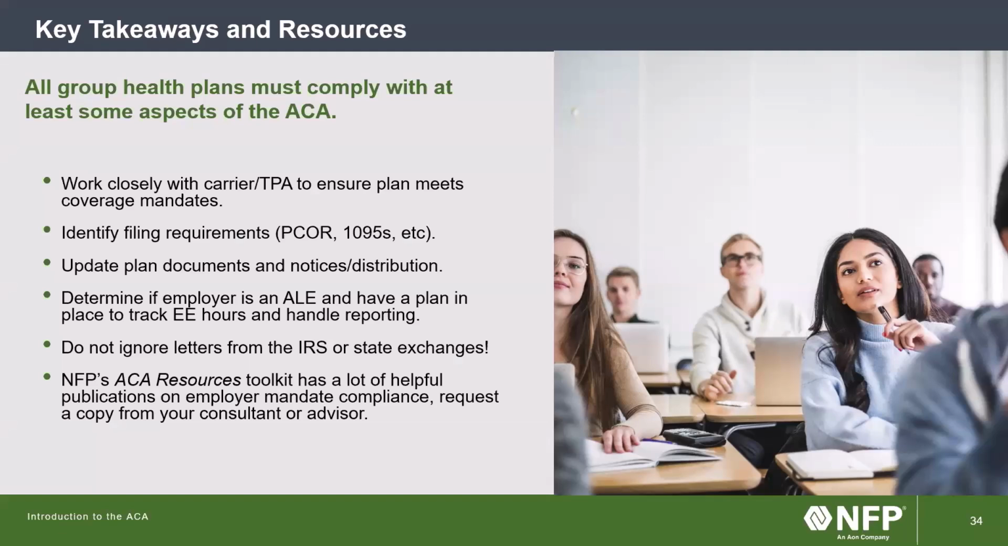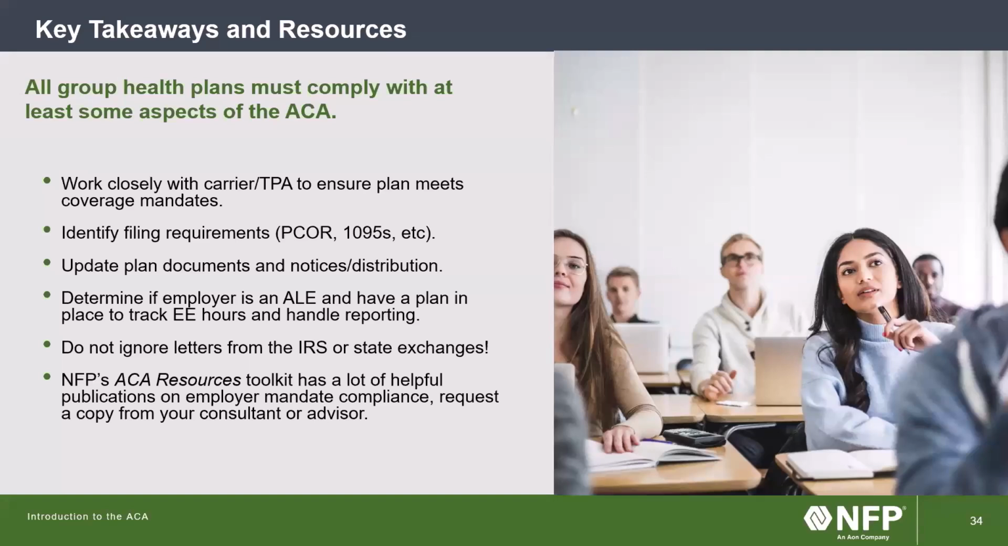Of course, all group health plans must comply with at least some aspects of the ACA. And so it's important to work closely with either your carrier if you're fully insured, or your TPA if you're self-insured, to ensure that the plan meets coverage mandates. It's also important to identify those filing requirements, those 1095s we've been talking about, the PCORI fees, Form 720 and the like. It's also important to make sure that the plan documents are updated to reflect compliance with the ACA, as well as make sure that those required notices are distributed at the right times. Especially, as I pointed out earlier, that marketplace exchange notice can sometimes trip people up. So it's important to make sure that you distribute that at the right time.